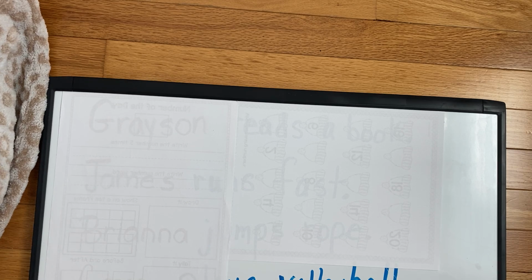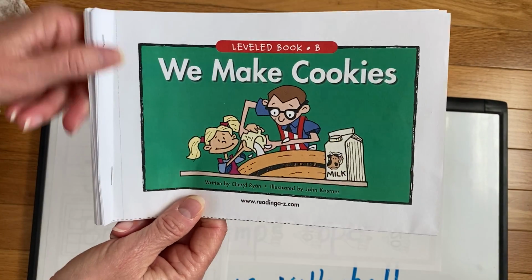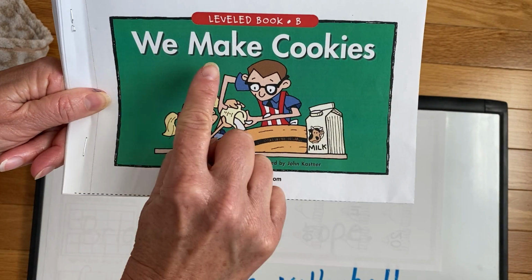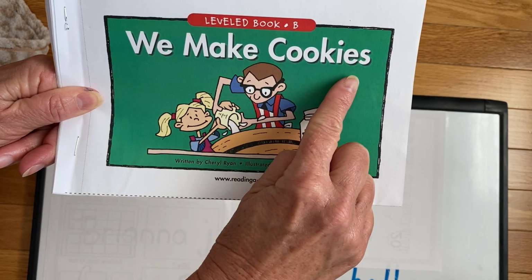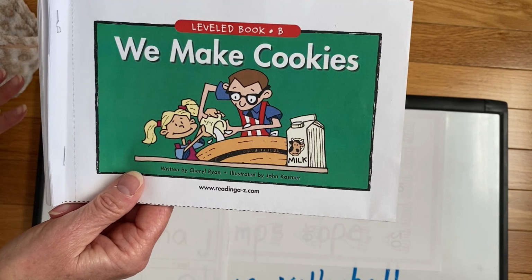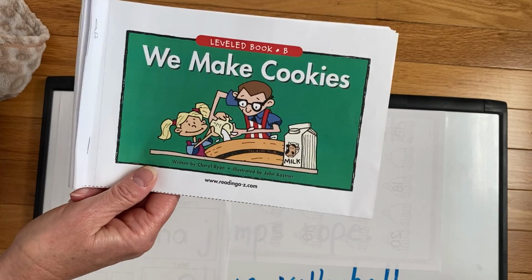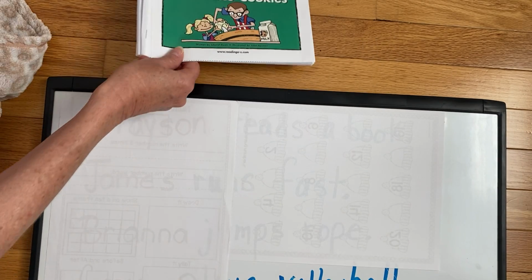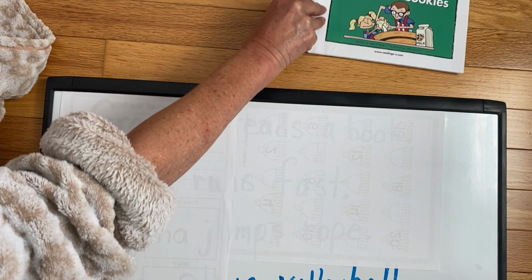And the materials that you're going to need are your book titled We Make Cookies. So go ahead and get that out, but I don't want you to open it. You can just put it to the side because we're actually going to be talking about a new skill today.